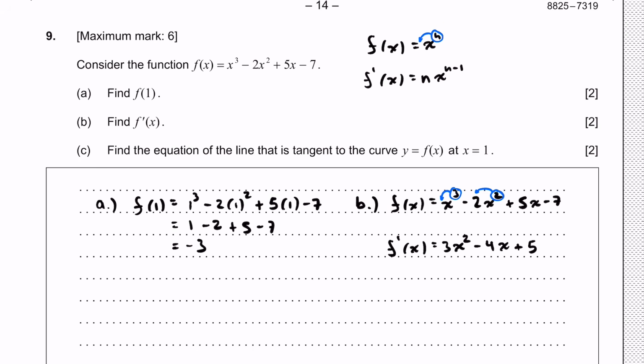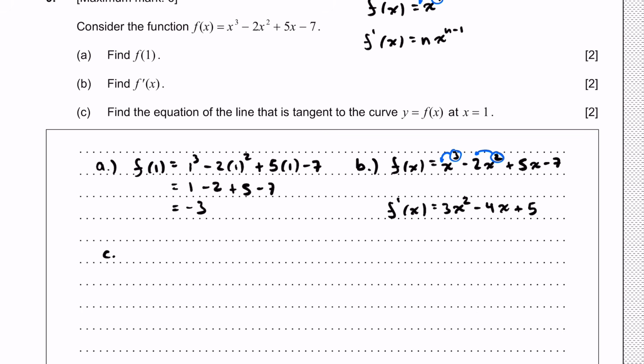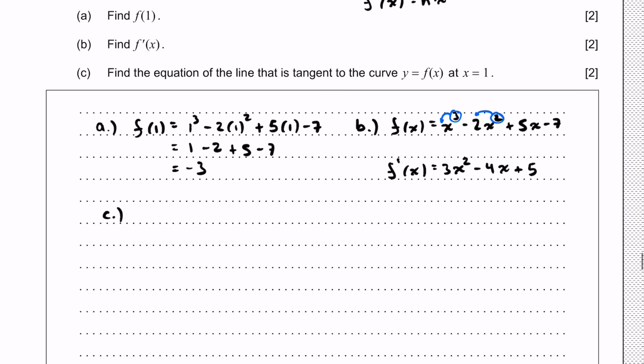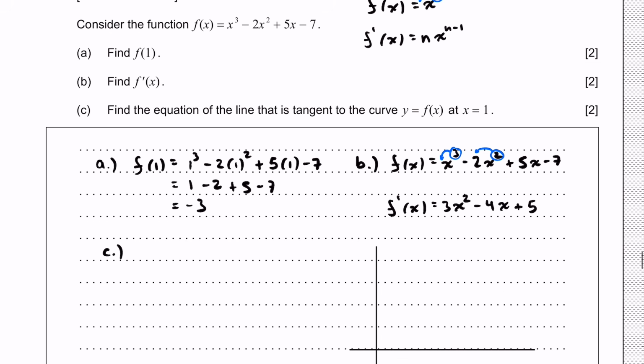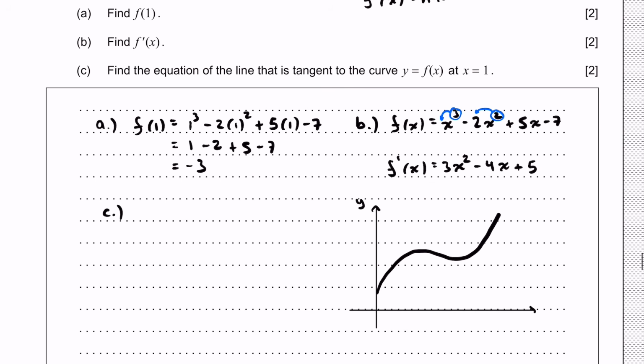All right, part C. Find the equation of the line that is tangent to the curve y equals f of x at x is equal to 1. 2-mark question. I would expect this to be 3 marks, but that's fine, I suppose. So just to give some background or explanation of what's going on here. We're given this cubic function, and I'll draw a rough sketch of what this might look like. So there's our cubic function, y and x.